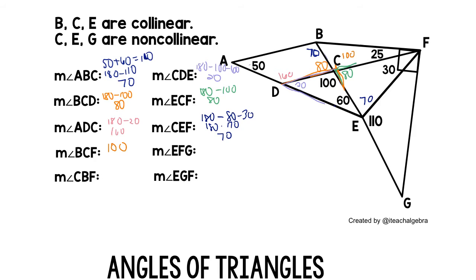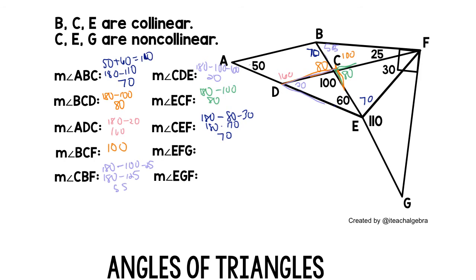Angle EFG. You know what? Let's go to CBF first. That's going to be 180 minus 100 minus 25. So 180 minus 125 is 55, I believe, for that one right there.